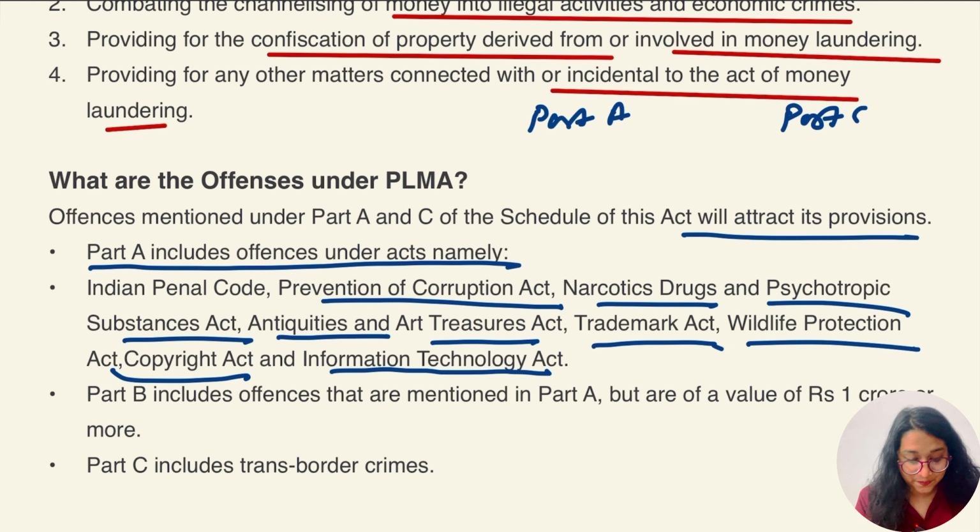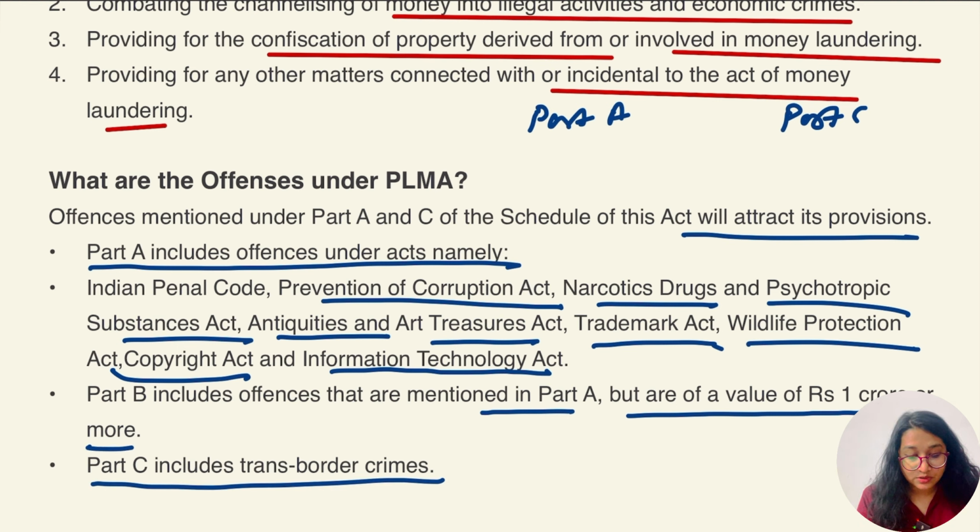Part B includes offences that are mentioned in Part A but are of value ₹1 crore or more, and Part C includes trans-border crimes. So there are three parts: Part A, Part B and Part C. Normally if a person is involved in money laundering, he is covered in Part A.